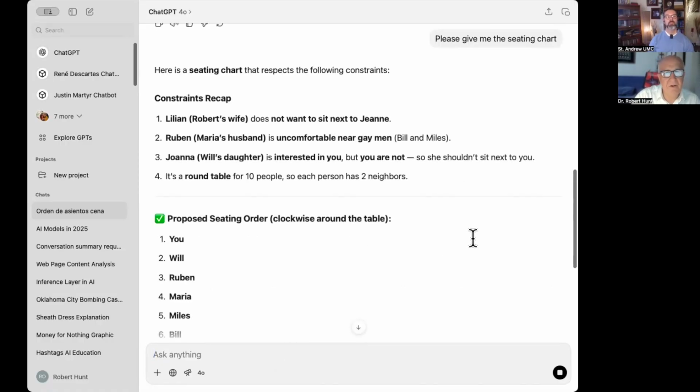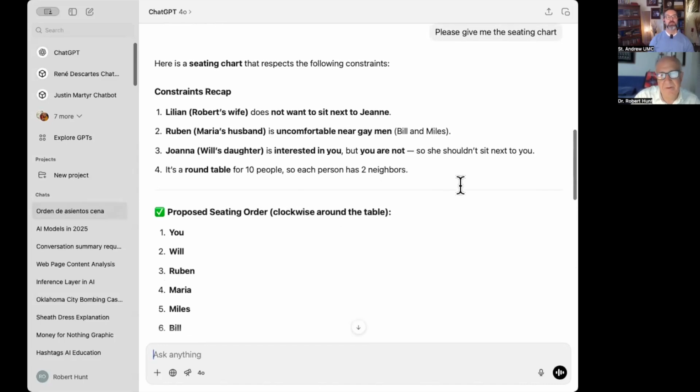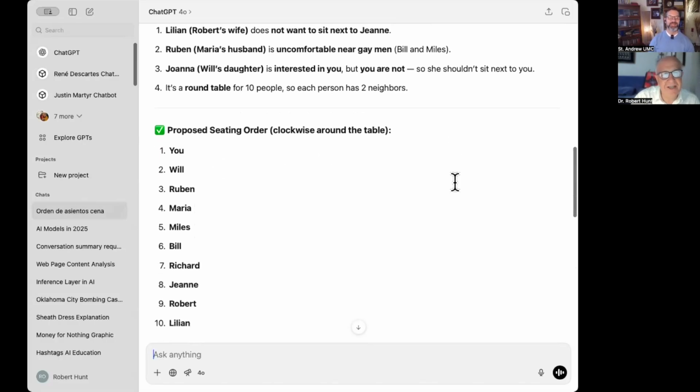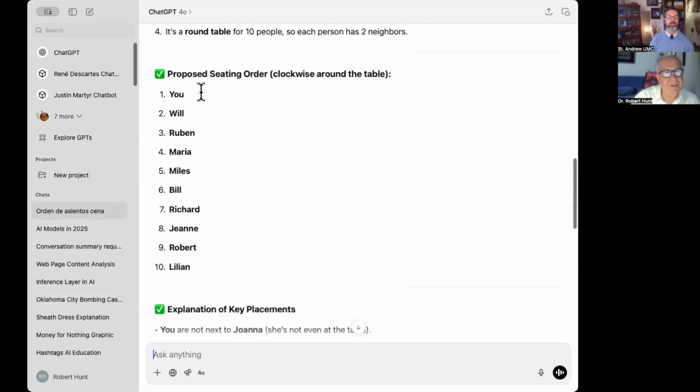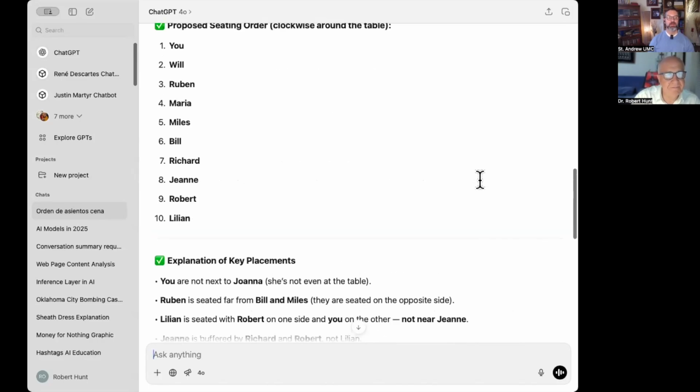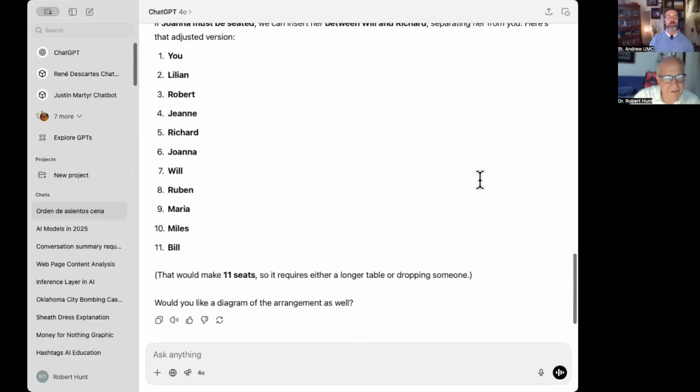Okay. Notice that it's switched and done something. It's switched over to its reasoning model. It asked, what are the logical relations? Lillian doesn't want to sit next to Jean. Ruben's uncomfortable near gay men. Joanna's interested in you, but you are not. It's a round table for 10 people. Each person has to have two neighbors. And so it gives a seating order clockwise around the table. And then it explains why it did it.